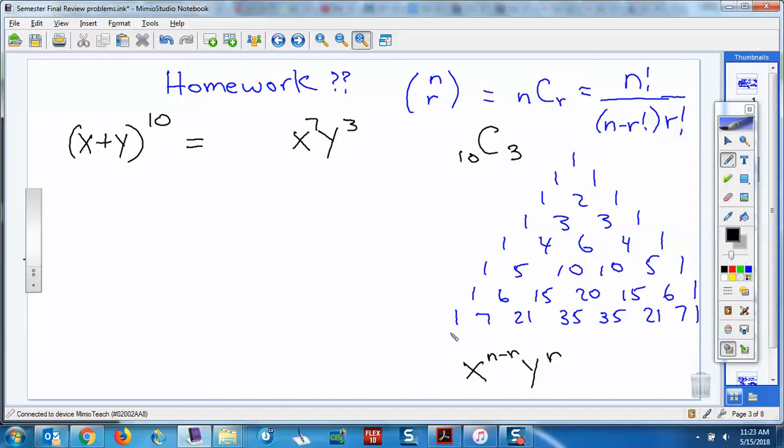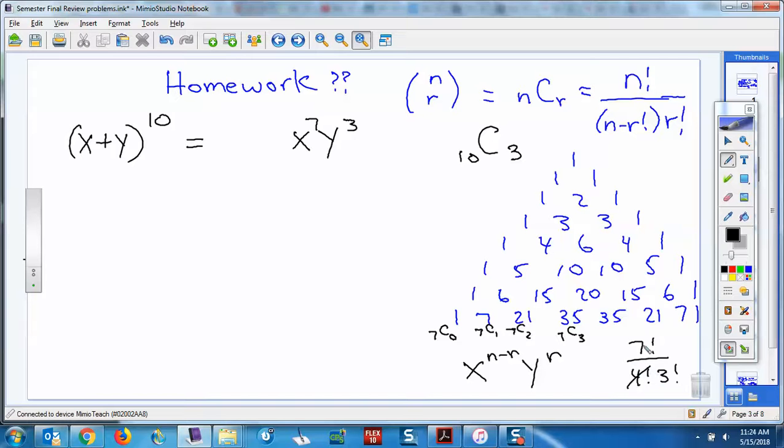So if I want to look at these numbers, this right here would be 7C0. This would be 7C1. This would be 7C2. This term would be 7C3. You don't believe me? Let's do it. 7C3, that'd be 7 factorial over 4 factorial, 3 factorial, right?